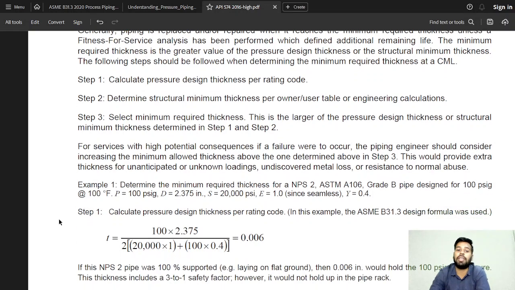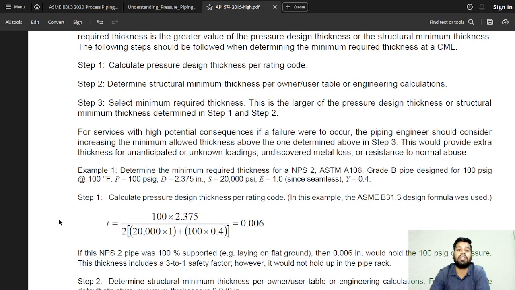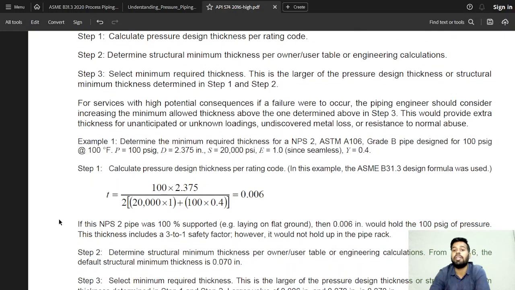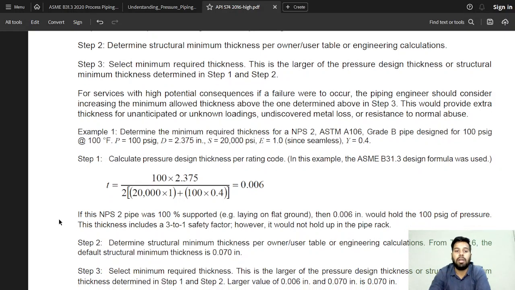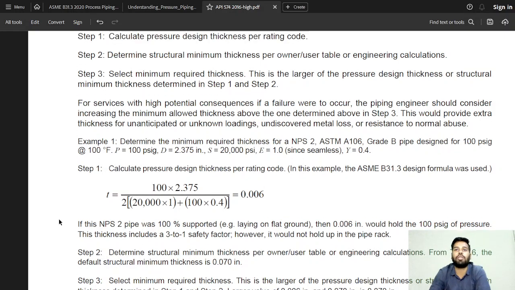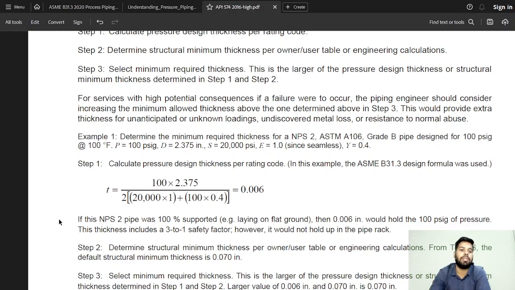Step 1 is to calculate the pressure design thickness rating per code. Step 2, as per the code, determine the minimum structural thickness as per the owner, user or engineering calculations. Step 3, select the minimum required thickness. This would be the larger of the two. If you get two values for the thickness, the larger value will be taken into consideration. Both of these criteria, one is going to be according to the pressure and the other according to the structural requirements.